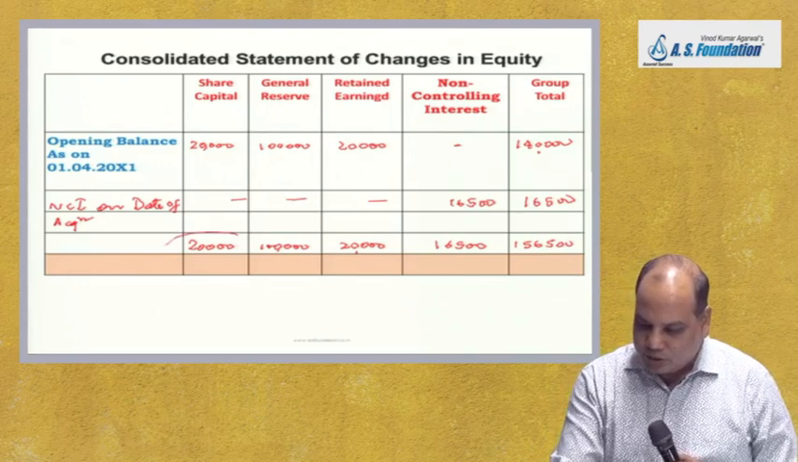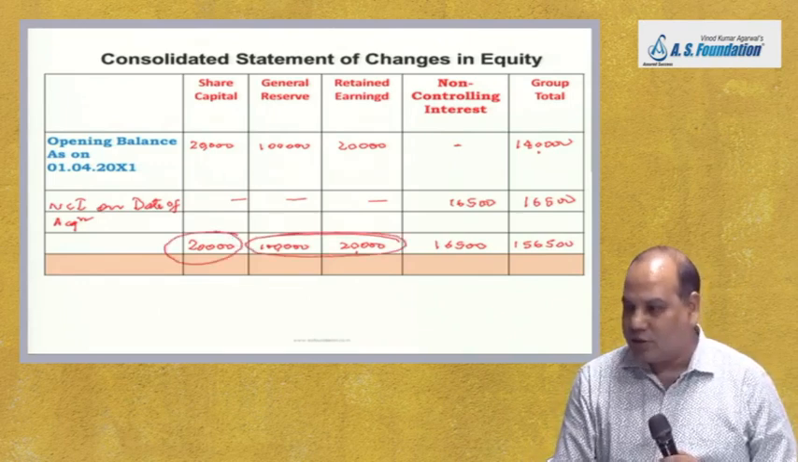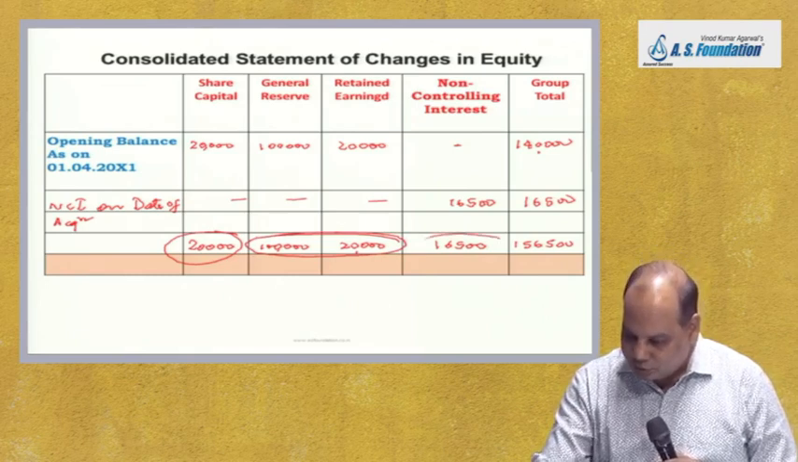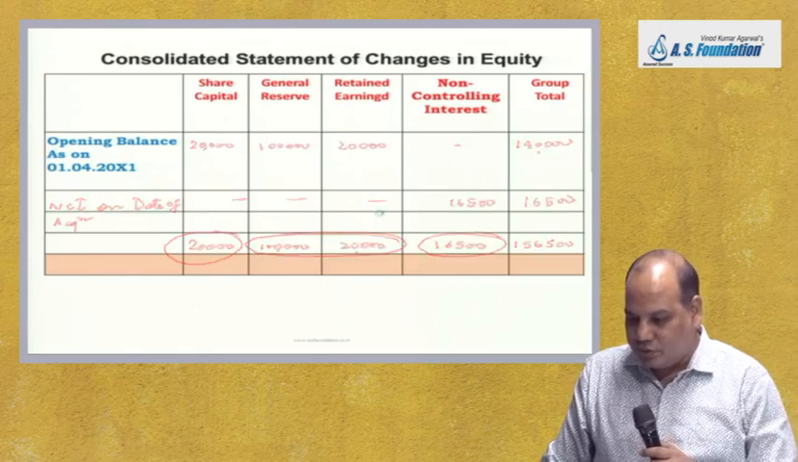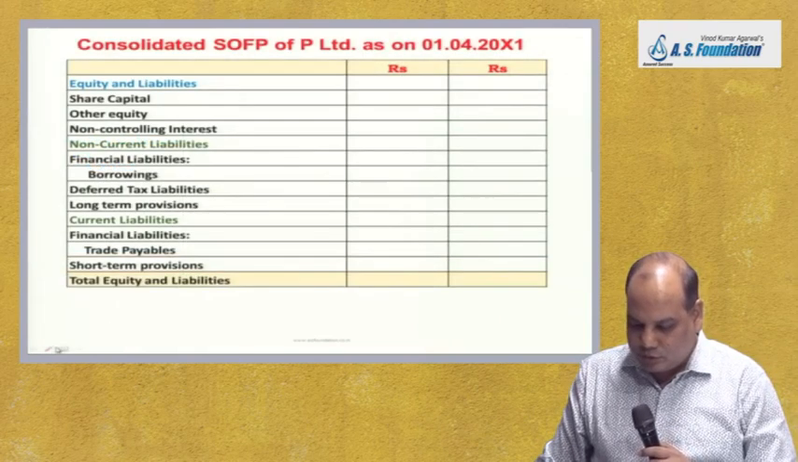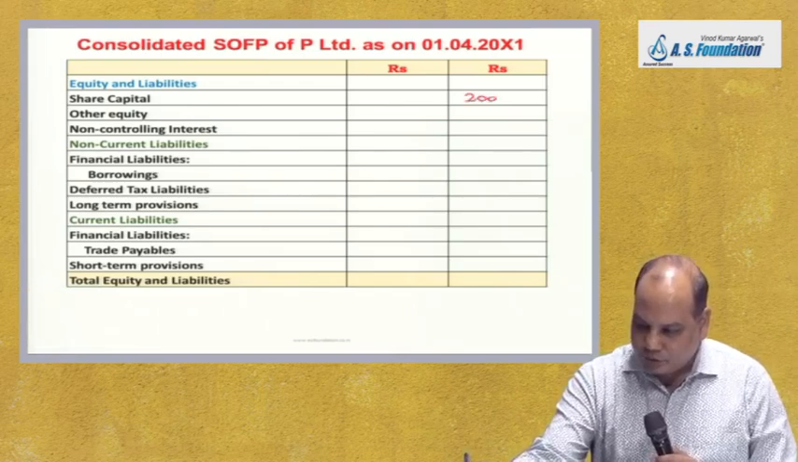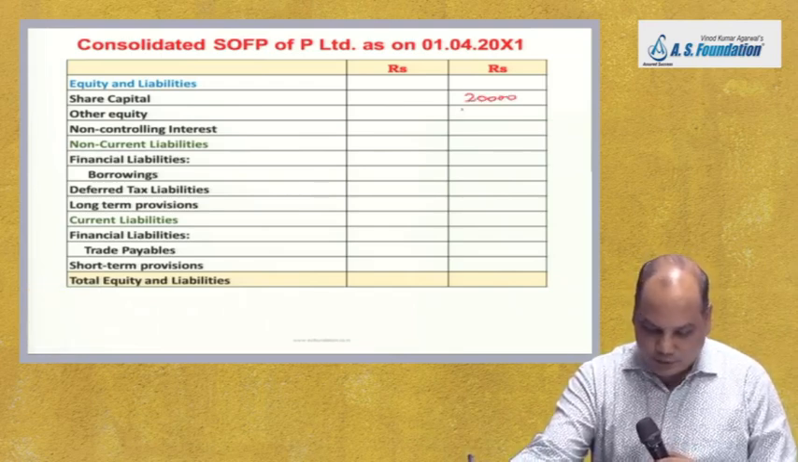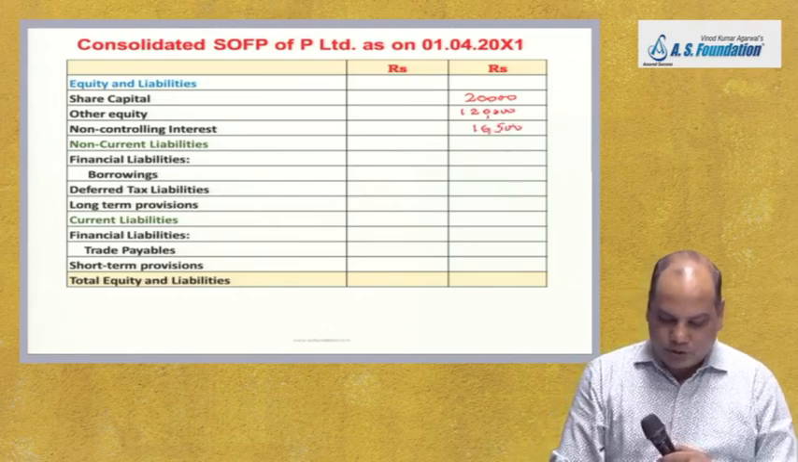Now how do you present it on the main page? This 20,000 write as share capital. These two total you write down in other equity. And this 16,500 you write in NCI. So write here: share capital 20,000. Other equity was total how much? 1 lakh 20,000. And NCI was how much? 16,500. Now what about the subsidiary share capital?